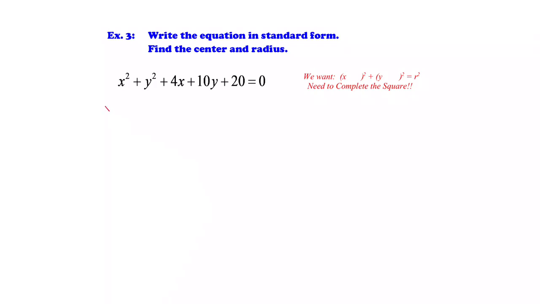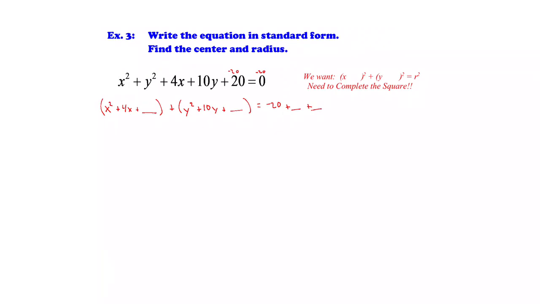So the way I set mine up is I have my x² plus my 4x. I try to get everything in line here, and I put a plus blank because that's what I need to add to create a perfect square trinomial. Plus, then I have my y² plus my 10y plus blank once again. And then I'm going to go ahead and subtract the 20 over to the other side. But what I add to one side, I have to add to the other. So I'm going to add 2 more blanks to that side. So when I add to the left, I'll add to the right.